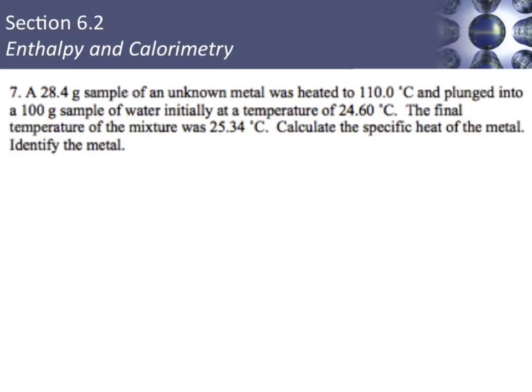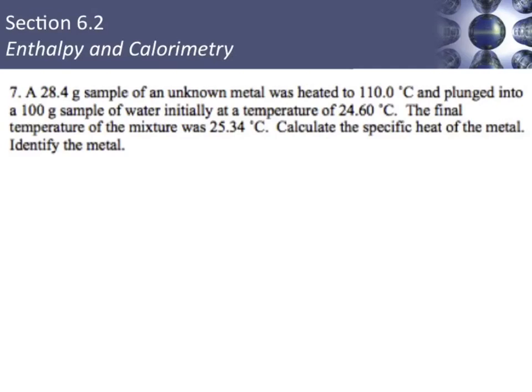So, a 28.4 gram sample of unknown metal was heated to 110 degrees Celsius and plunged into a 100 gram sample of water, initially at a temperature of 24.60 degrees Celsius. Final temperature of the mixture was 25.34 degrees Celsius. Calculate the specific heat of the metal and identify the metal. Don't worry about identifying the metal, but we're going to calculate the specific heat.